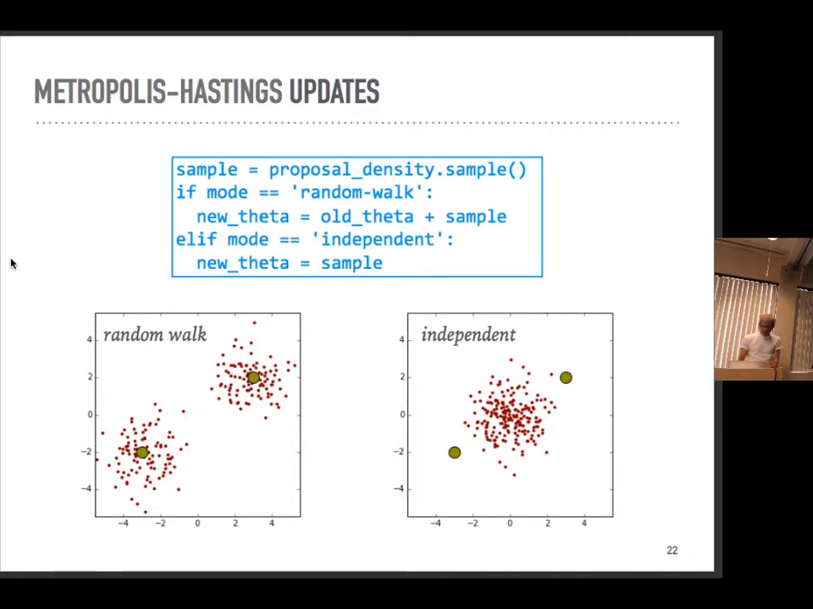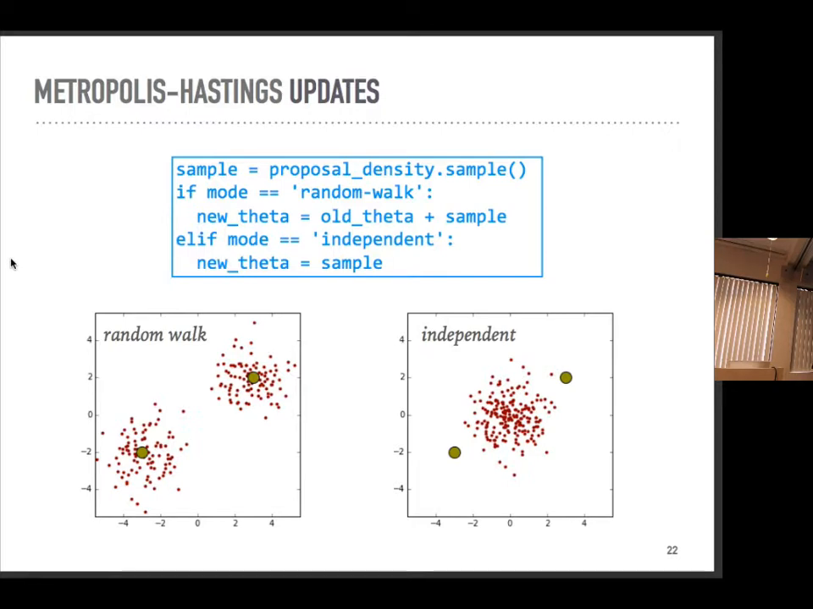Okay, so there's two fundamental approaches for doing this sample. One is what's called a random walk, illustrated here. The idea is that once you sample from your Q, you use that to add to your current position in the parameter space.